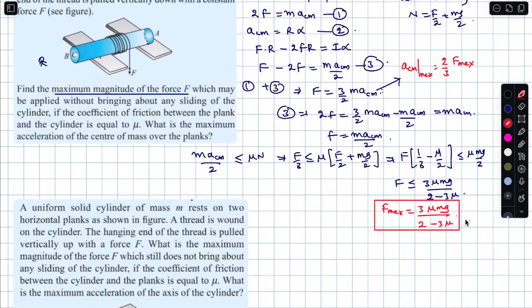So ACM max is 2/3 F max divided by M. Clear?